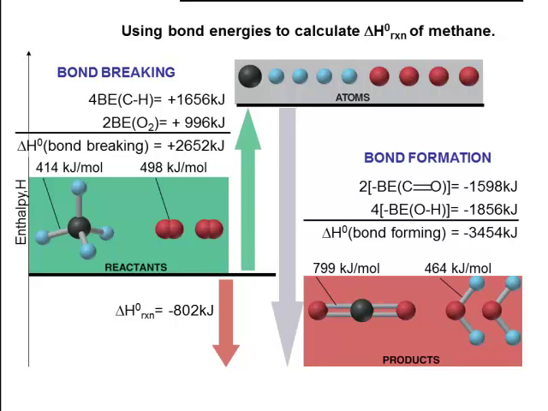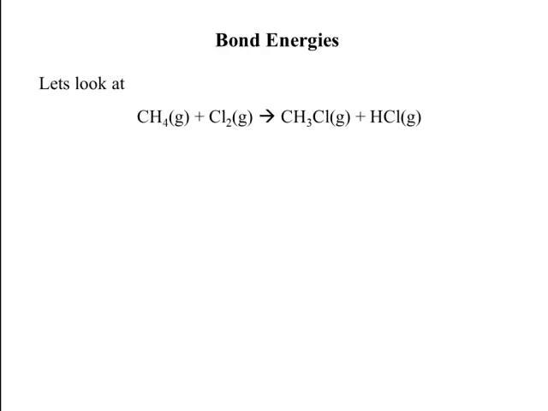So we can use these bond energies to predict this delta H of reaction. So to do this, we break all the bonds in our reactants. We get just the atoms. Then we reform bonds to get our products. Now let's look at another example of this. All right, so this time let's look at taking methane, CH4, and reacting it with Cl2 gas. And we get CH3Cl plus HCl. Okay, we want to calculate delta H of reaction for this.